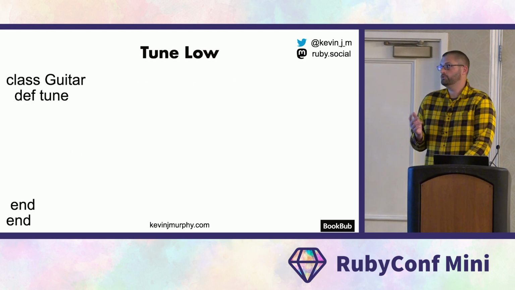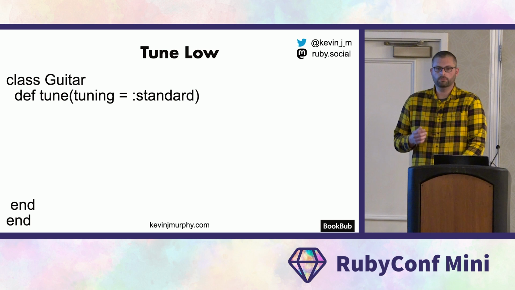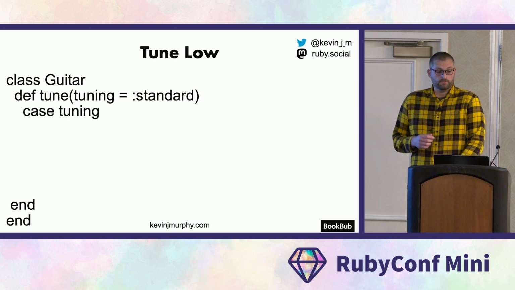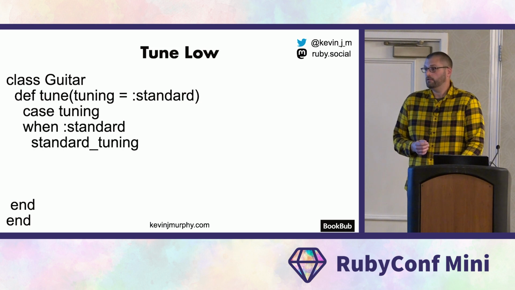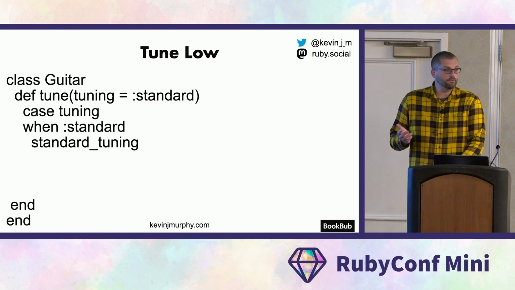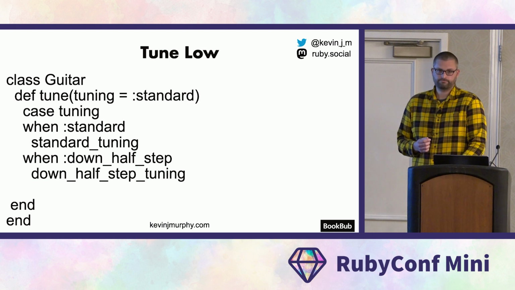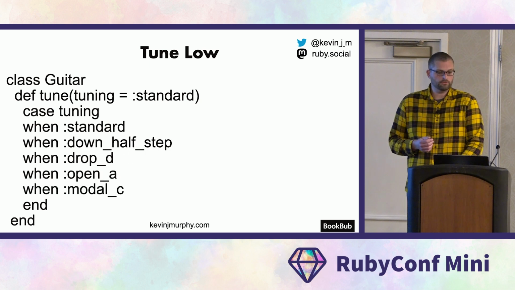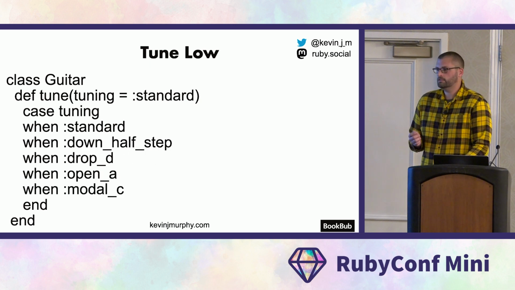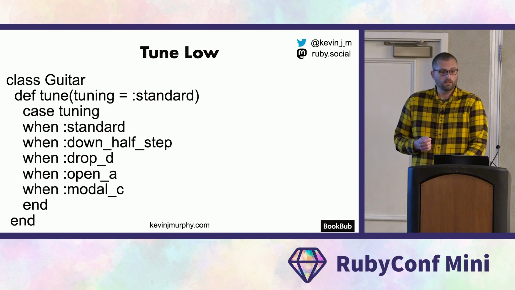So we know we need to be able to tune our guitar, and we know we need to support multiple tunings, most commonly standard tuning. And so we're going to switch on the type of tuning we get, and if we need to tune to standard tuning, we'll tune all the strings to standard, and if we need to tune low, we'll tune everything down a half step. That's not the only set of tunings you can tune your guitar to. There are a lot of them. There's a lot more than this. This is just all that would fit on a slide.